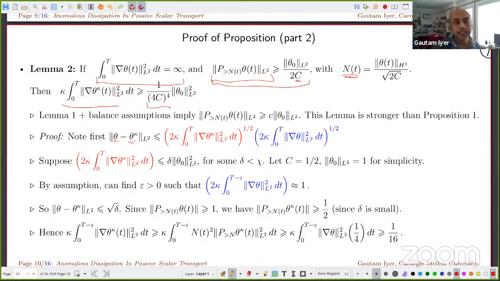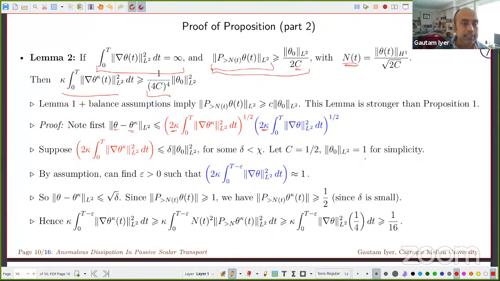I want to split it like this. So there should be a kappa on the right. I'm going to split kappa as square root kappa in each term. One of the terms is the integral in time of the H1 norm squared of the diffusive scalar. The second one is the integral in time of the L2 norm squared of the transport equation, the inviscid scalar.